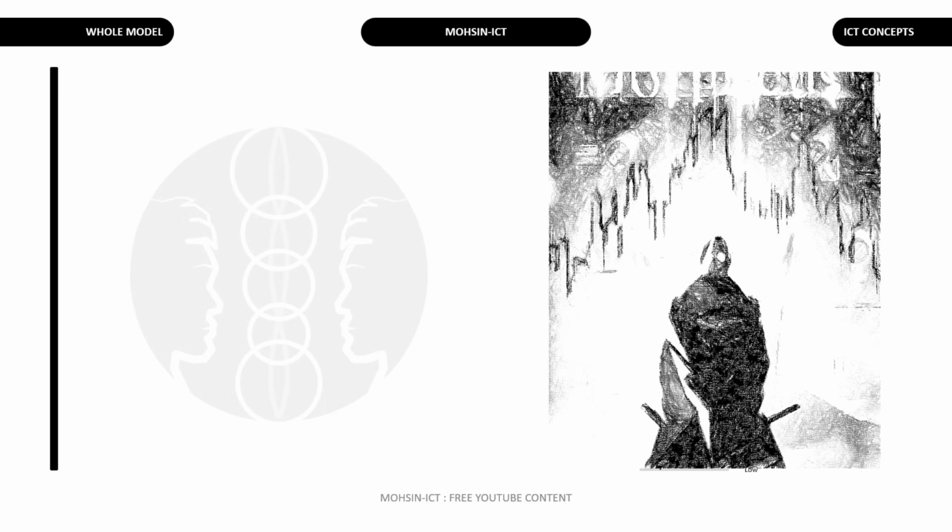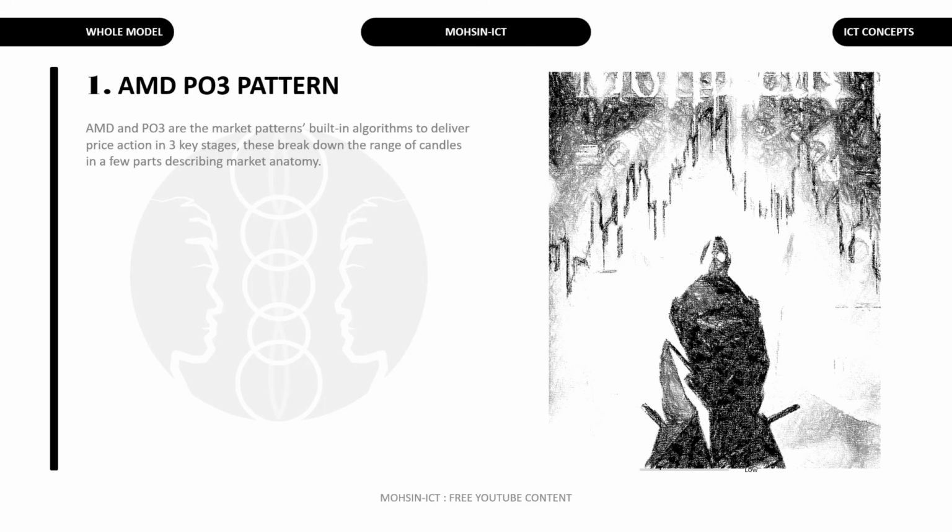Our very first step is for daily base, which is AMD P03 pattern. AMD P03 pattern are the market patterns built in algorithm to deliver the price action in three key stages. These actually break down the range of candle in few parts, describing the market anatomy. AMD stands for accumulation, manipulation, and distribution.